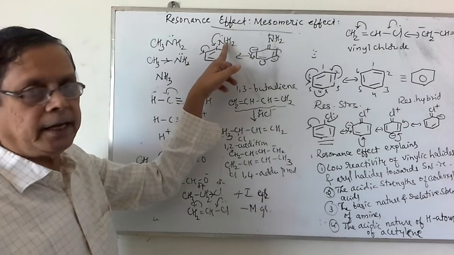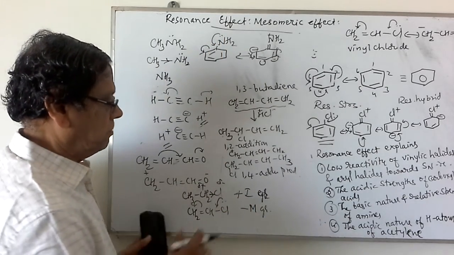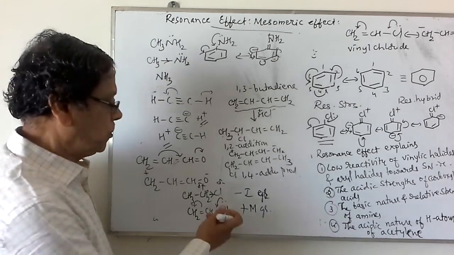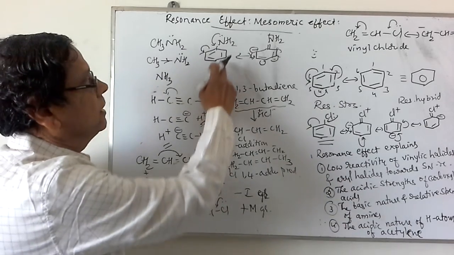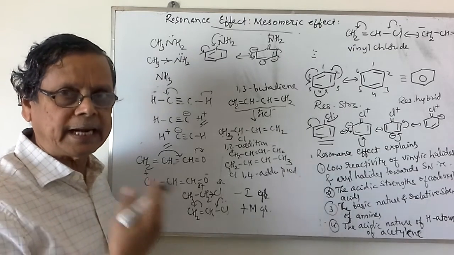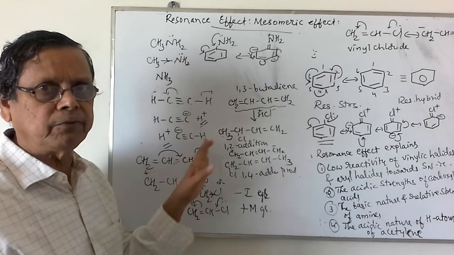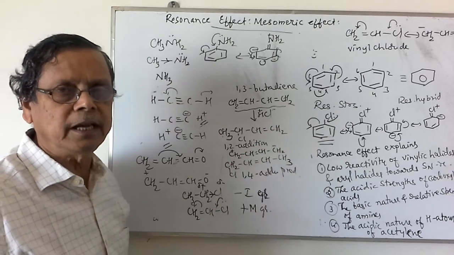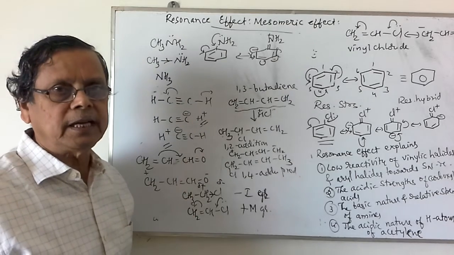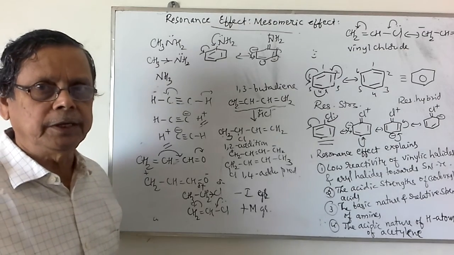Similarly, amino group is actually a minus inductive group. This is minus I group. This is plus M group, which pushes the electron density towards the carbon atom. Here also this NH2 group is minus I group as well as plus M group. But there are some groups which can act as both minus I as well as minus M group. All those we will consider when we go for the substitution reactions in the aromatic systems. So that is all about the resonance effect. One more effect is there, that is the hyperconjugation effect, that we will see in the next video. Thank you.